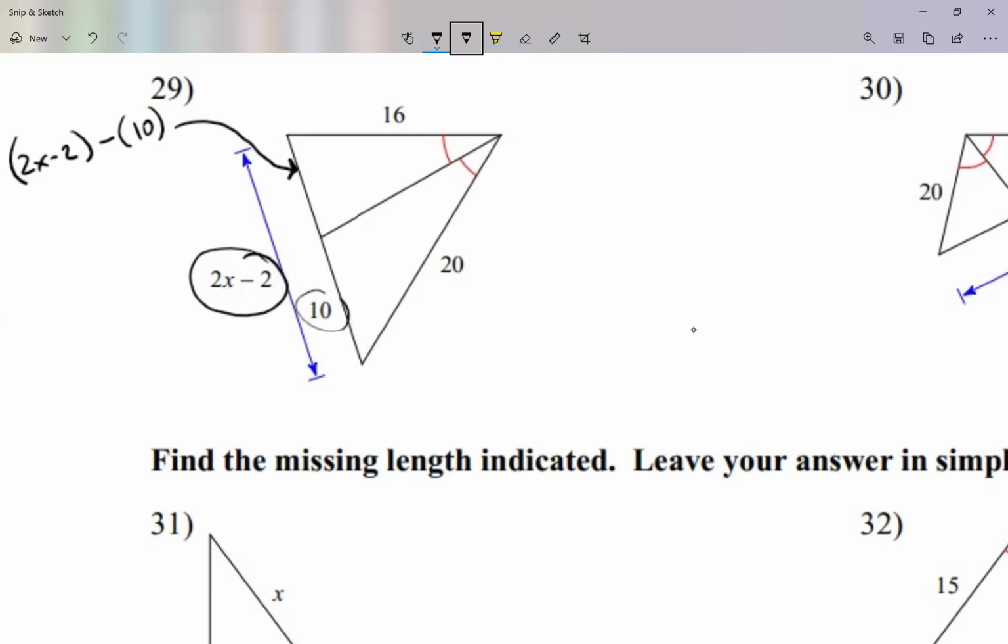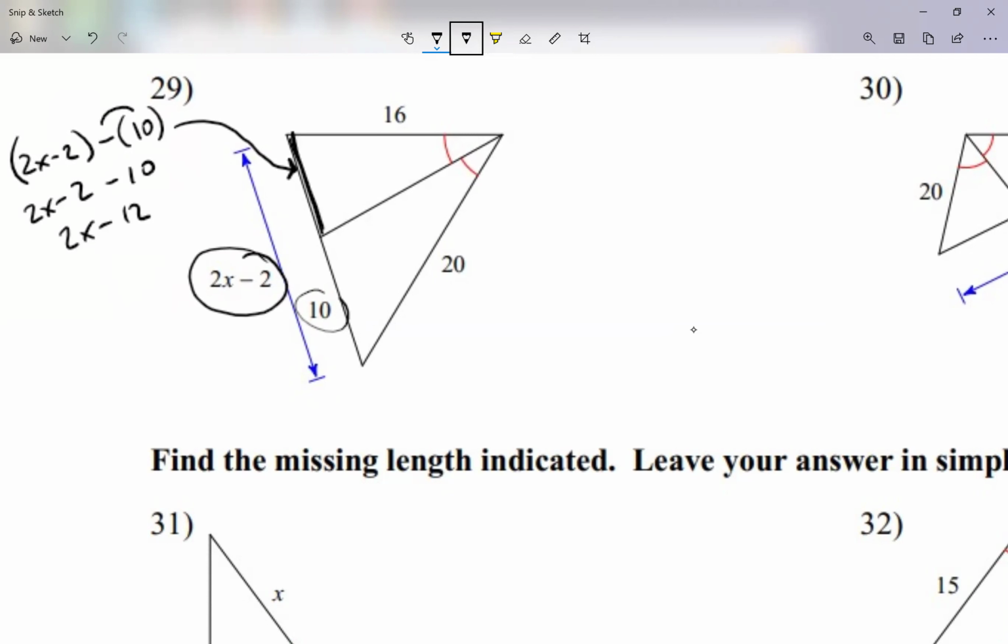Now let me get rid of parentheses. I'm going to have 2x minus 2. This minus sign, I have to distribute it to everything inside. So minus 10. So can I just call that 2x minus 12? Notice I combined like terms. Okay, so I know this small measurement is 2x minus 12.